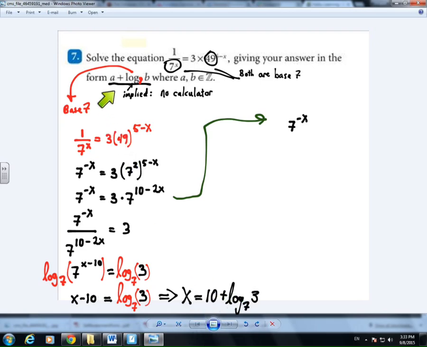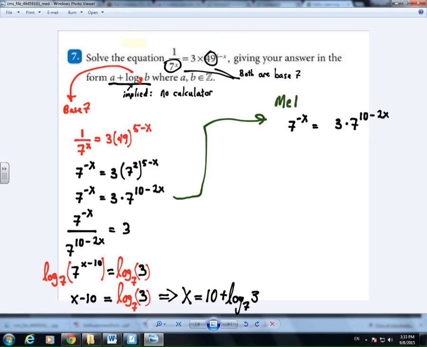You can see that's in the right form. An integer plus the log base 7 of an integer. A and b are both integers. I've got the solution. I'm pretty sure it's right. But here's where we go above and beyond in the homework process so that we can actually get an extended value for this problem. I'm going to take a different approach.